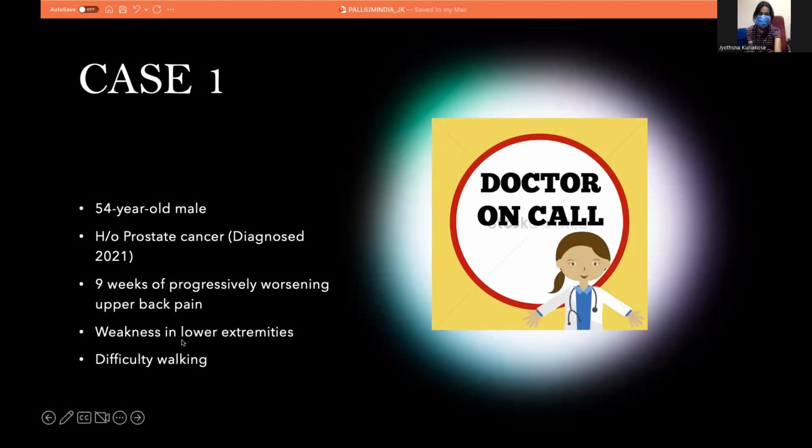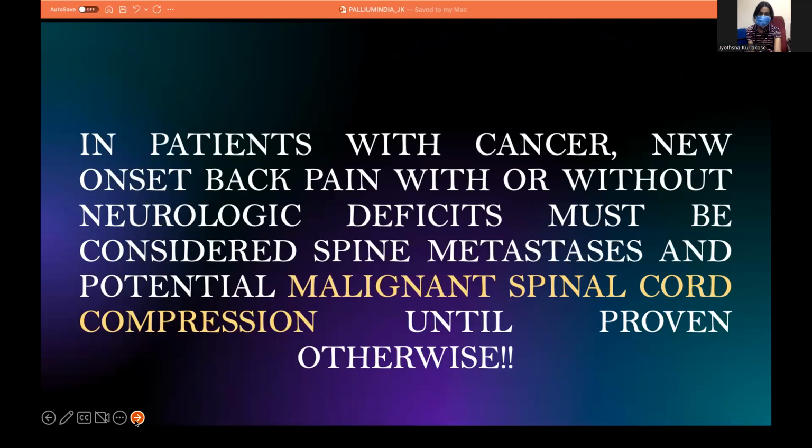Yeah, so vertebral mets compressing nerves. Here we are looking at malignant spinal cord compression. This is one point I want to reiterate: in patients with cancer, new onset back pain with or without neurological deficits must be considered spine metastasis and potential malignant spinal cord compression until proven otherwise.